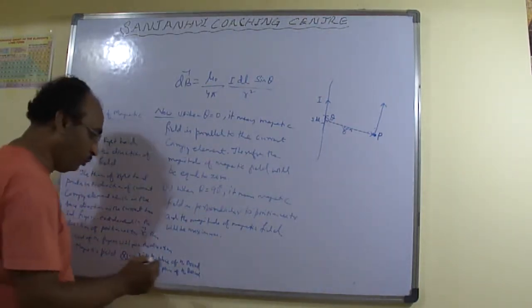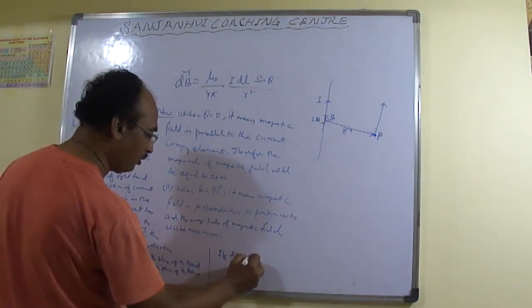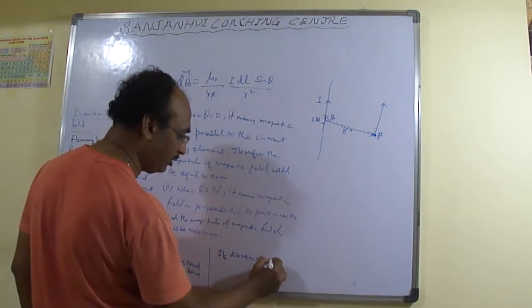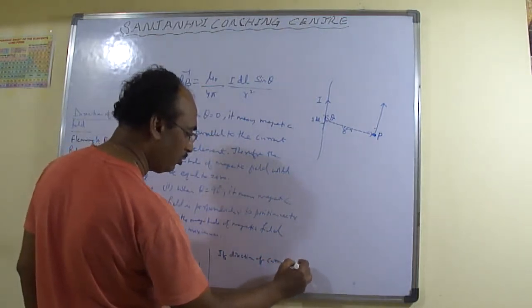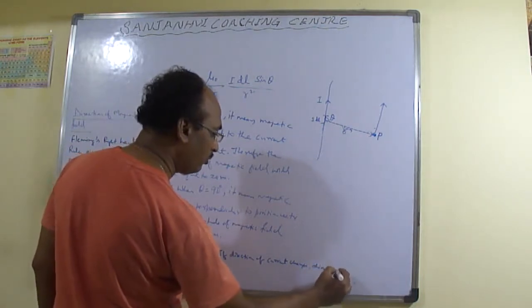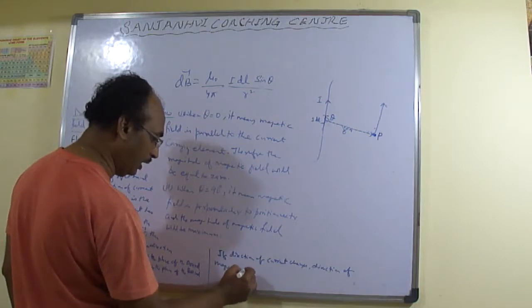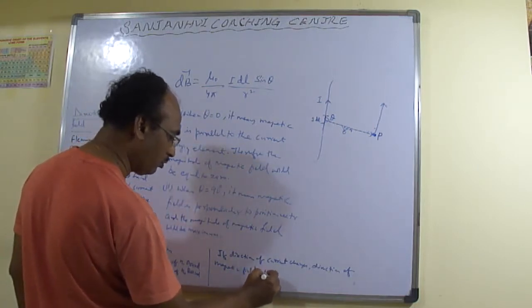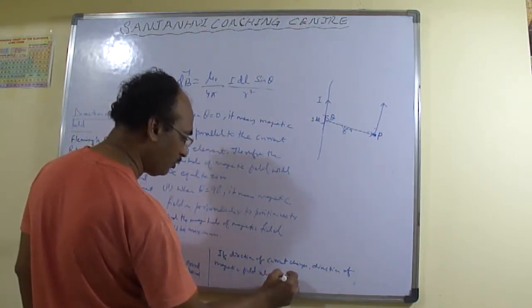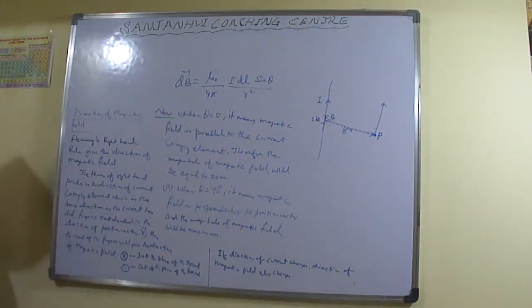So if current direction changes, the direction of magnetic field also changes. So that point also we will write. If direction of current changes, direction of magnetic field also changes. Yes or no, gentlemen? Yes, sir. Right. Okay, please note it down.